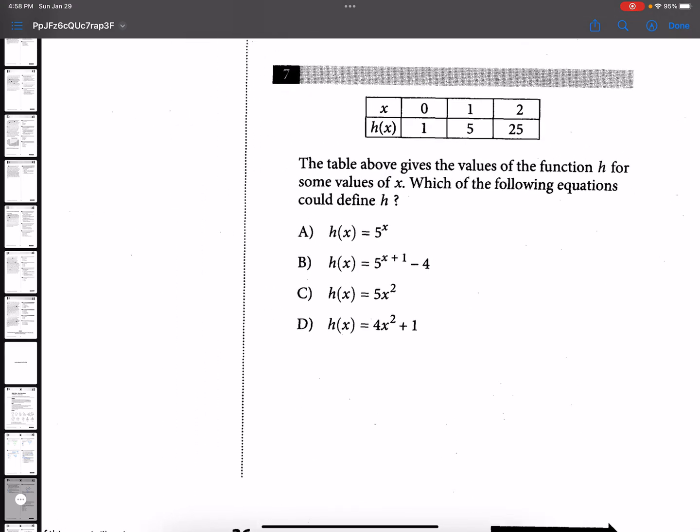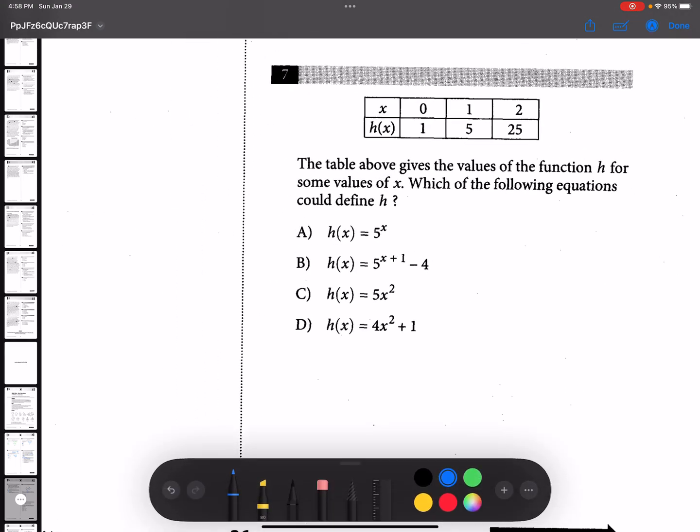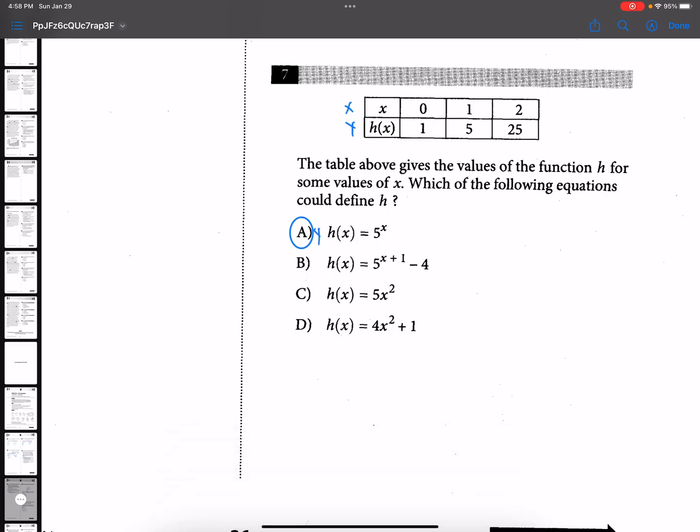Okay, number 7. The table above gives the values of the function h for some values of x. Which of the following equations could define h? So we're just substituting values here. This is x and this is y. This is basically just y is equal to for everything. We take 0. 5 to the power of 0 is 1. We take 1. 5 to the power of 1 is 5. We take 2. 5 to the power of 2 is 25. So that means A is our answer. It goes with every equation.